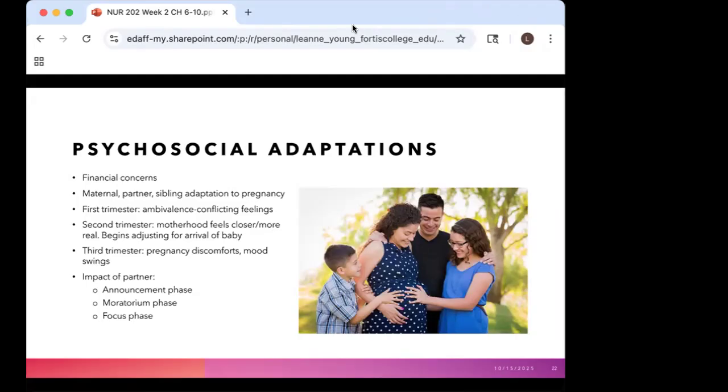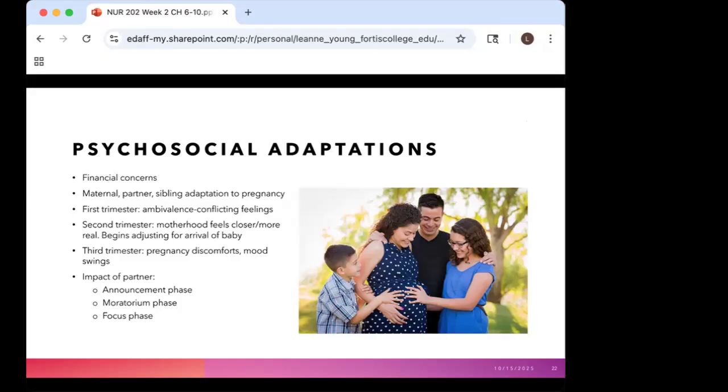Alrighty. So, kind of moving on to psychosocial adaptations. With pregnancy, you're not only having a mom who's coming in with a lot of body changes and things happening, hormone fluctuations, all these things. There can also be a lot of psychosocial things happening outside of the pregnancy that are impacting the way this woman may be feeling about the pregnancy and how she's adapting to it, right?